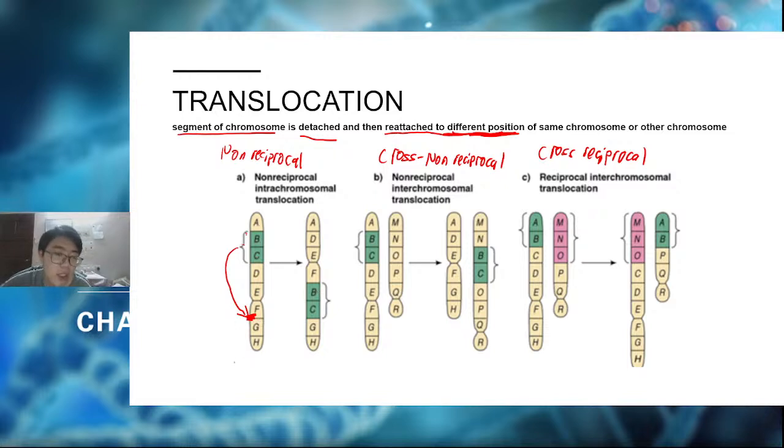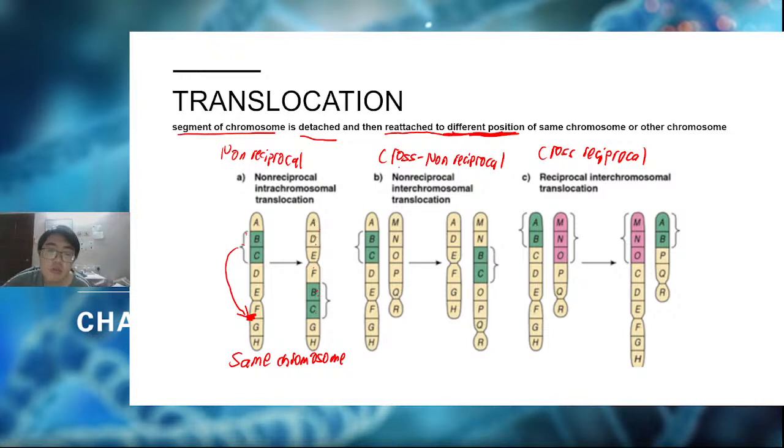And this one only involves the same chromosome. It means only one chromosome is involved. One chromosome mutates by itself. B and C come out, then go in behind F. You will get A, D, E. B and C are gone. A, D, E, F, B, C, to the original place of B, C, G, H. So B and C have moved to here. This is what we call non-reciprocal.